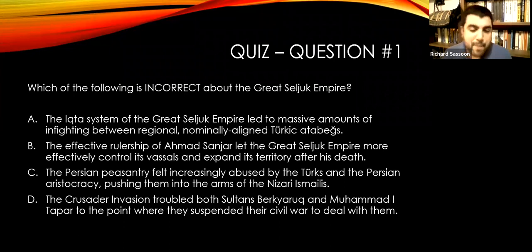But basically, one of the things that we took away from our lesson last time was that the Great Seljuk Empire was divided into these iqta, or fiefs that were run by particular Turkic groups. And these Turkic groups began to amass more and more power relative to the Great Seljuk, and therefore demand more and more autonomy, right? So it led to a great deal of infighting, which is why A is a true statement.